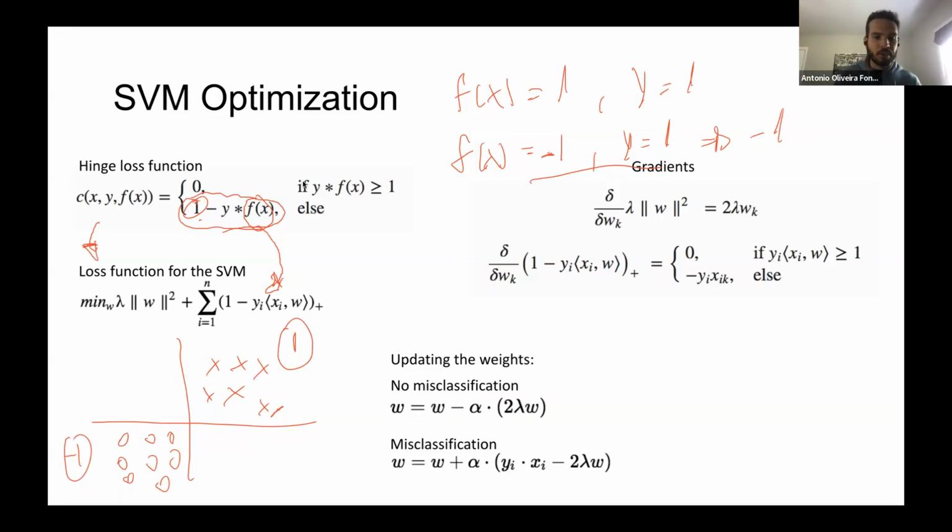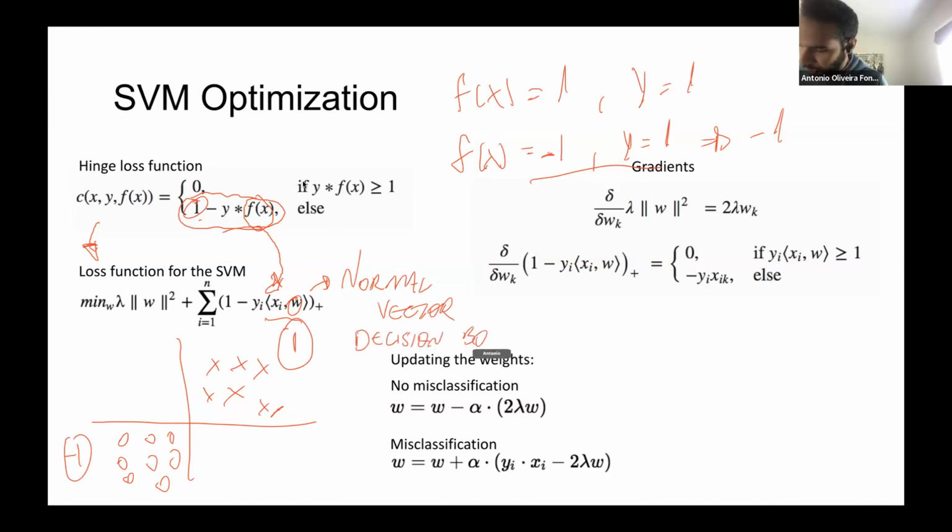Here I'm going to use some concepts of linear algebra. If you have any issues with that, please let me know and I can point you towards more specific resources. But this here, we call it a dot product between two vectors, right? W corresponds to the normal vector. It is the normal vector of the decision boundary. Okay.